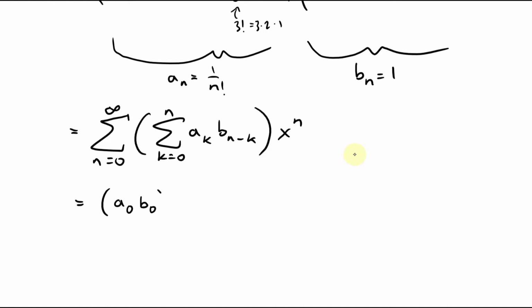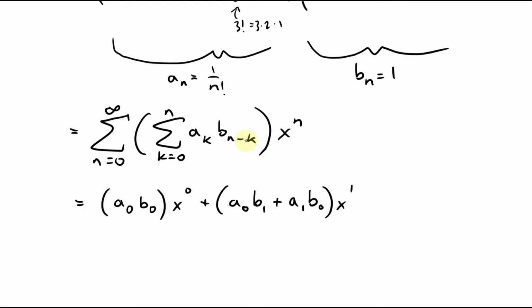This is going to be like that, and then x to the 0. And then the next one's going to be when n is equal to 1. So we're going to have a0, and then b is going to be n minus 0. That's just going to be, n is 1, so b1. And then plus a1, and then b 1 minus 1 is 0, so b0. This is x to the 1.